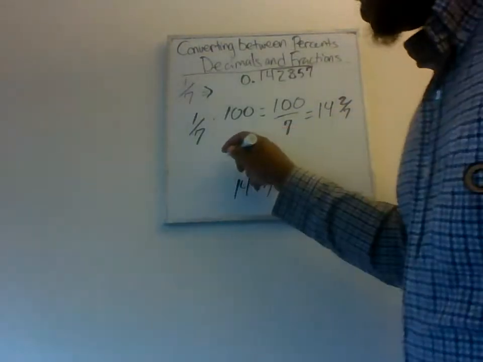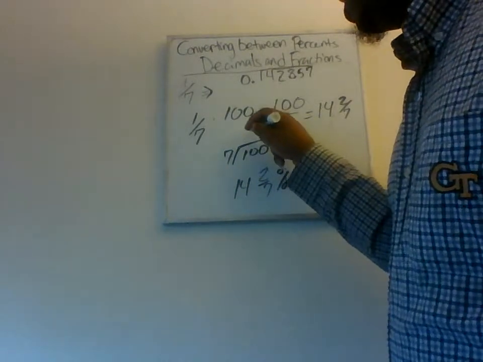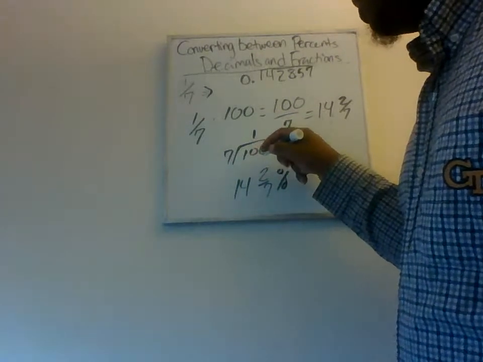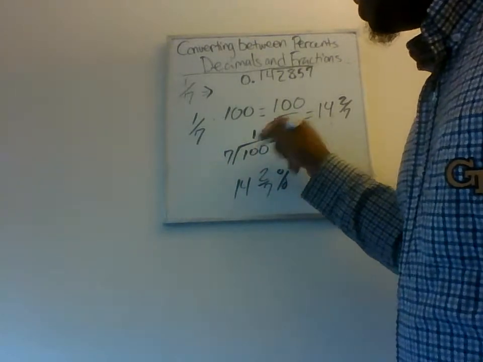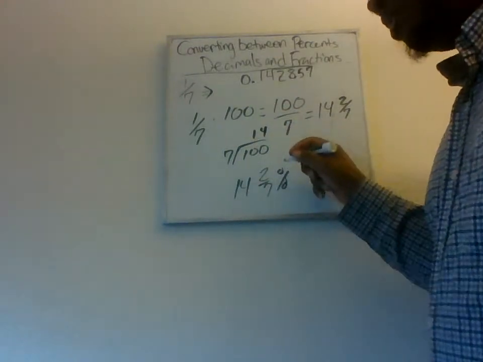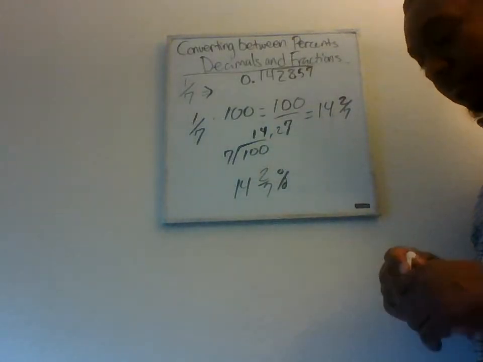If you have trouble seeing that, 7 goes into 10 one time, 1 times 7 is 7. Subtract that, we get 3. We get 30, 7 goes into 30 4 times, and then you get 28, and a remainder of 2. So you could then convert from there.